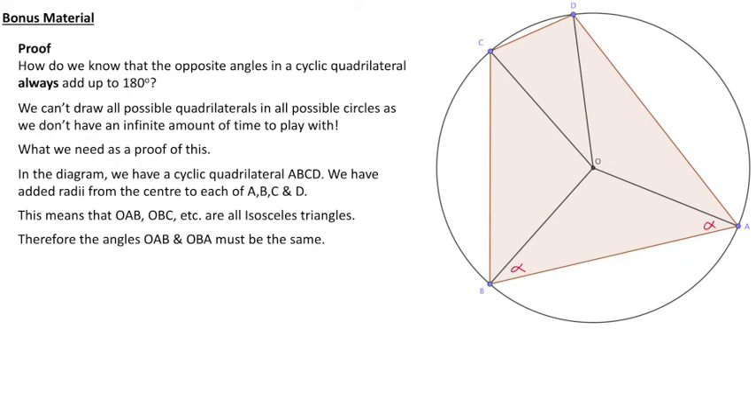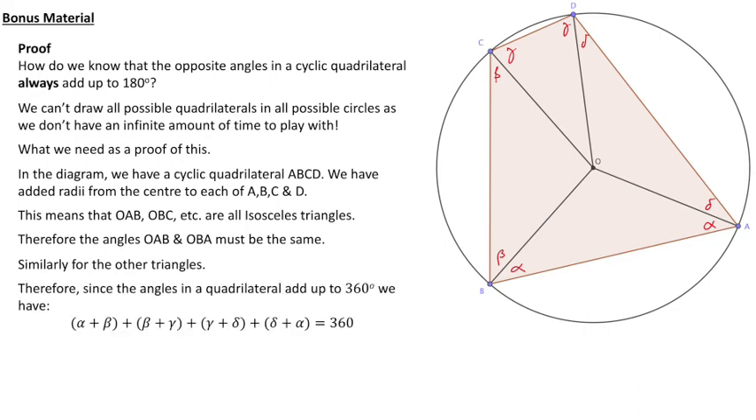And therefore, in an isosceles triangle, the angles at the foot of the 2 sides that are equal must be the same. So I've marked them on as alpha in the triangle OAB, and we can go round for all the other triangles. So for OBC we've got beta, for OCD we've got gamma, and for ODA we have delta.